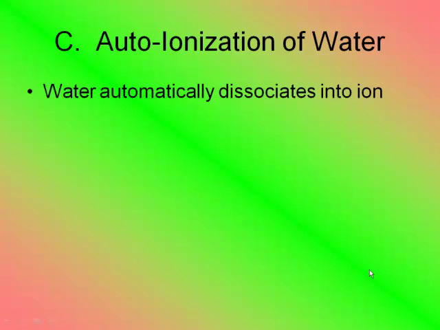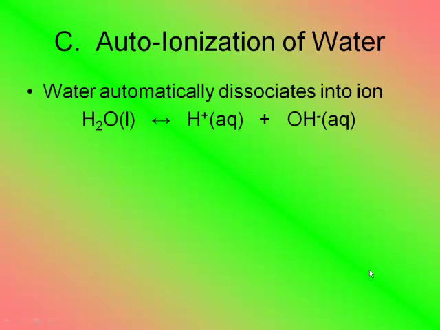So when I say the autoionization of water, what I'm saying is water breaks down into its ions automatically. So when you look at regular old water, like a container of water, you're not seeing pure liquid water. What you're actually seeing is a mixture of liquid water, hydrogen ions, and hydroxide ions. So there's always a little bit of H+ and there's always a little bit of OH- in all samples of water.